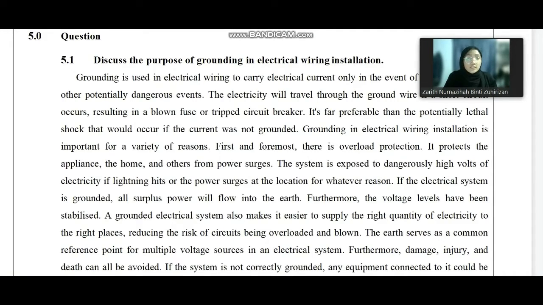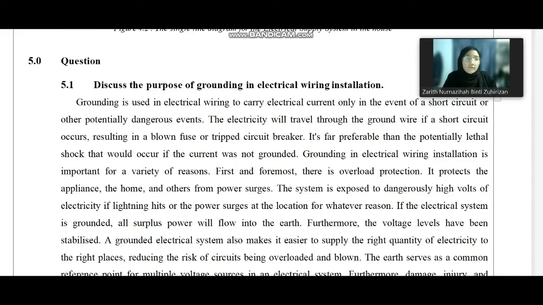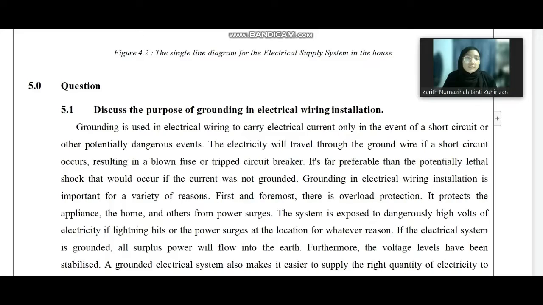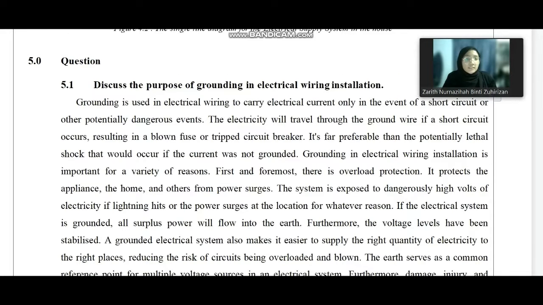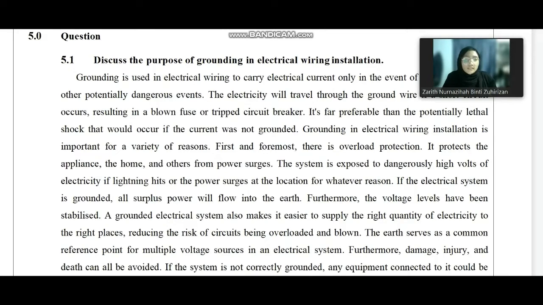5.1. Discuss the purpose of grounding in electrical wiring installation. Grounding is used in electrical wiring to carry electrical current only in the event of a short circuit or other potentially dangerous events. The electricity will travel through the ground wire if a short circuit occurs, resulting in a blown fuse or tripped circuit breaker.